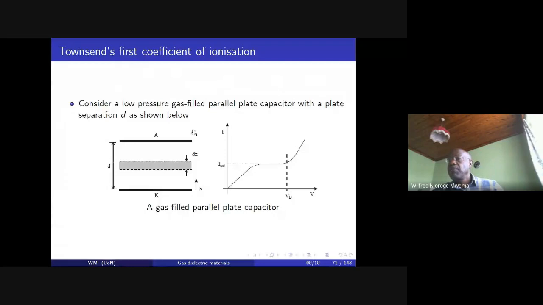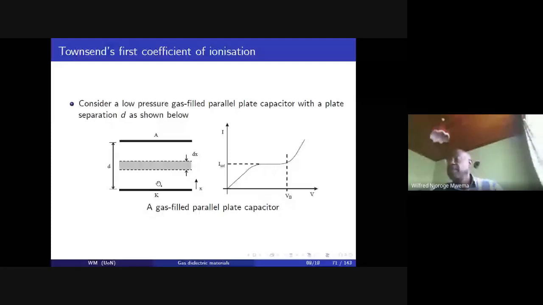What happens is that because of the free electrons in here, we expect the current to increase. Then it will reach a point where all the electrons are being collected. We'll get an increase in the current again as those free electrons become so energetic as the voltage is increased, such that they lead to further ionization of the gas. And therefore, we get what we call secondary breakdown.